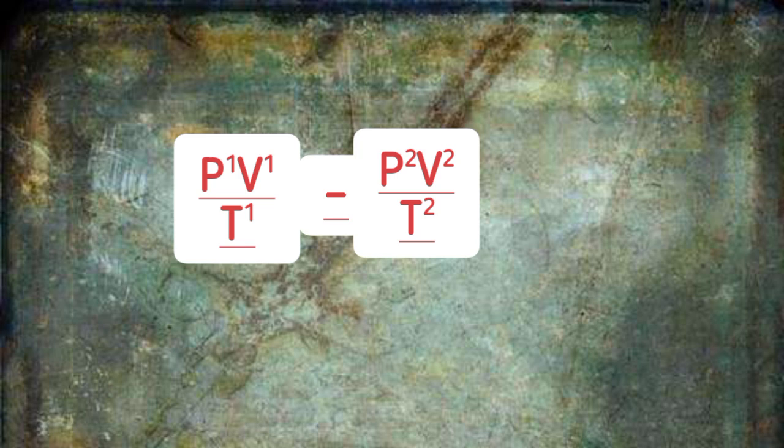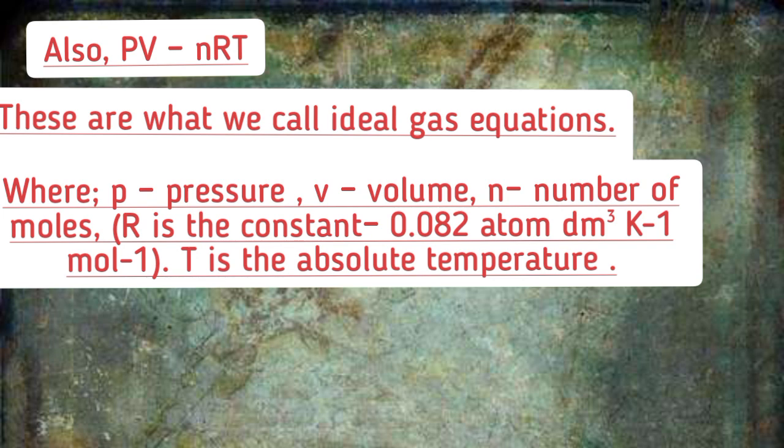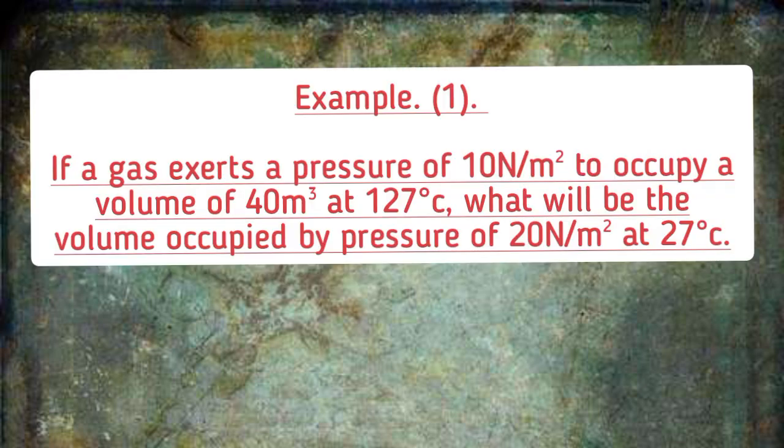P is pressure, V is volume, and T is temperature. You can say P1 is initial pressure, V1 initial volume, T1 initial temperature, and P2, V2, T2 are the final pressure, final volume, and final temperature. You can also say PV equals nRT is an ideal gas equation, where P is pressure, V is volume, n is number of moles, R is the gas constant, with a value of 0.082 dm cube, and T is the absolute temperature.